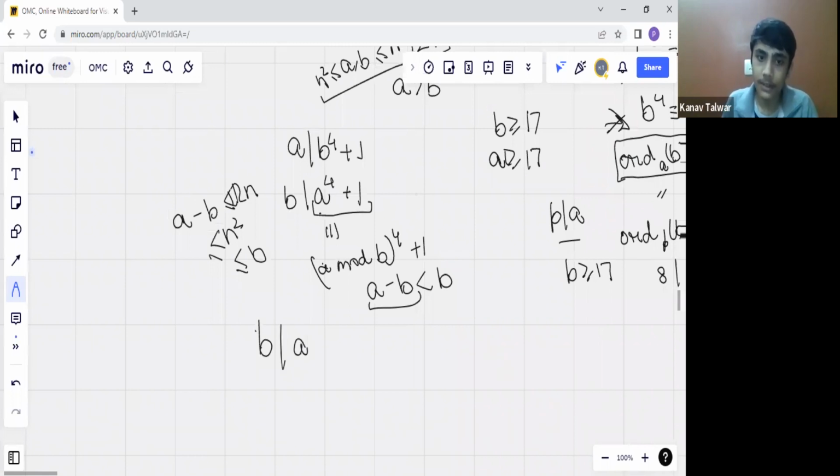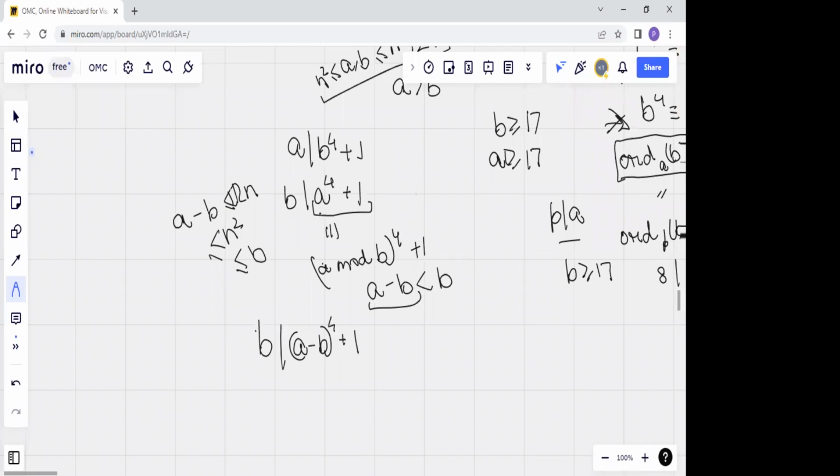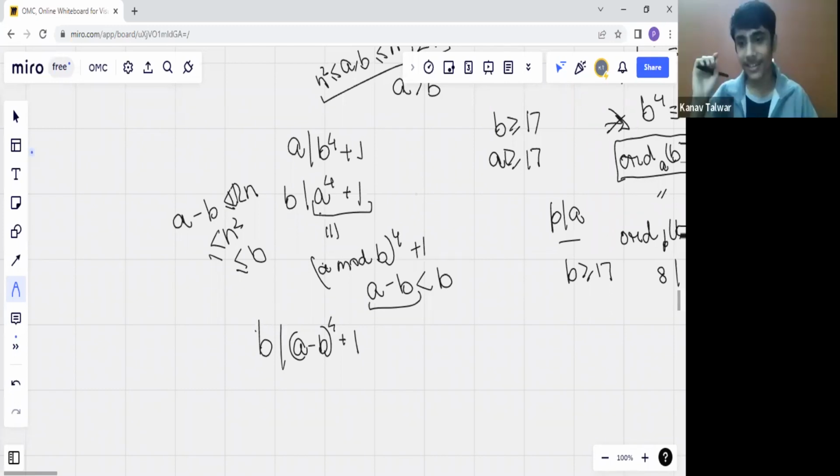So we have that B divides A minus B to the 4 plus 1. Is this fine? Just type yes in the chat. Is it fine to other people? Yes, thank you. So we have this, but this looks much more symmetric, right? A minus B is symmetric, and the original was symmetric too. So this gives some hint that we may combine these both into one divisibility.